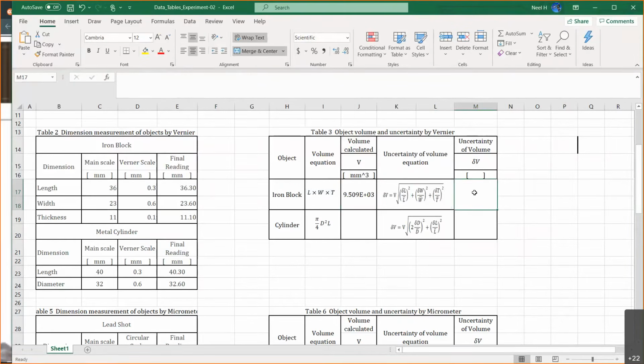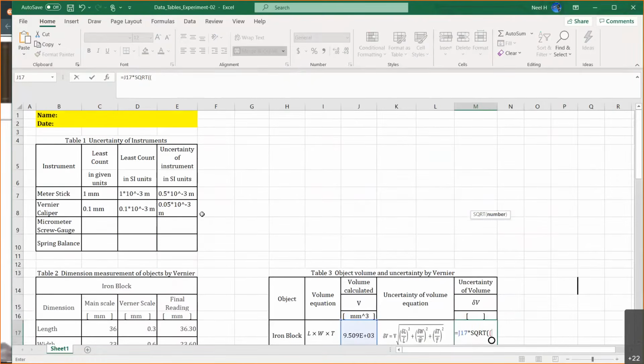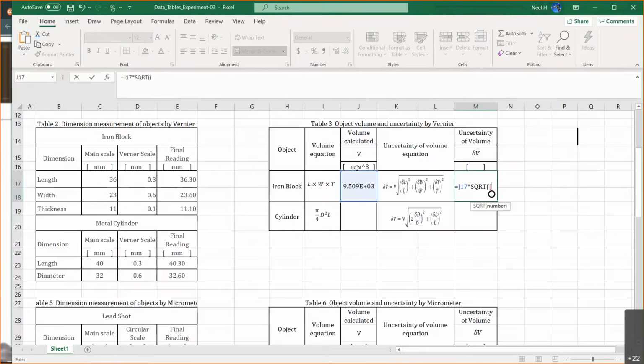Let's do that. Equal sign, volume calculated, multiplied by sqrt, that is the square root function in Excel, parentheses, another parentheses, error for the length. Now, error for each of these values depends on one measurement. We did not do any average or anything, therefore there is no mean deviation or anything. Error for one measurement is the error of the instrument. Error of the instrument is 0.05 in millimeters. I'm still using millimeter units, okay?